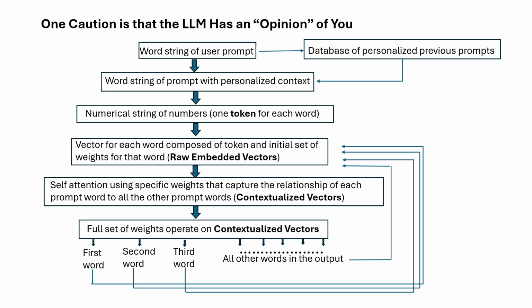Now, one caution that we should be aware of is that the LLM has an opinion of you. This word string that you have in a prompt, it goes into the mechanism of the LLM, but also, over to the right there, it goes into a database of your personalized previous prompts. So it knows where your interests are based on the previous prompts that you've given it.